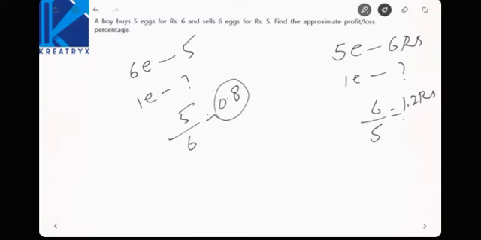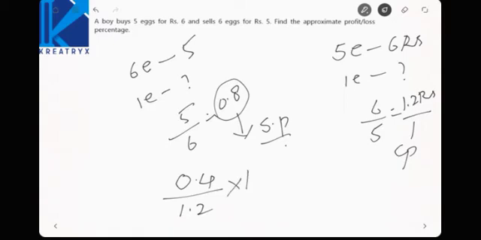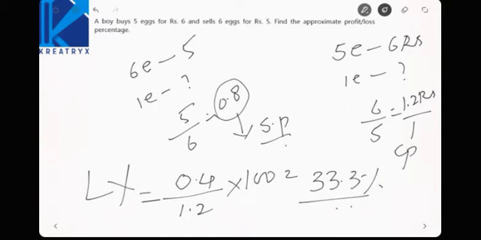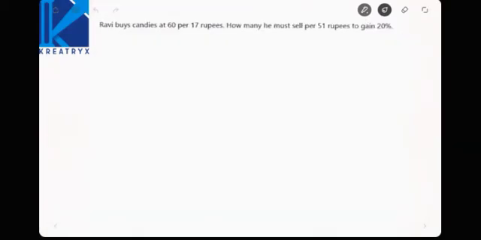Now his cost price is 1.2. Now his selling price is 0.8. Automatically he will suffer a loss of 0.4 on 1.2 rupees cost price, and that will be the loss percentage. Find out the loss percentage here. 4 divided by 12 will lead you to 1/3. 1/3 is nothing but 33.3% loss, right? Observe the words I am saying, that will be very helpful for you, right?